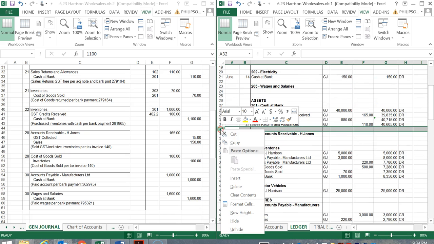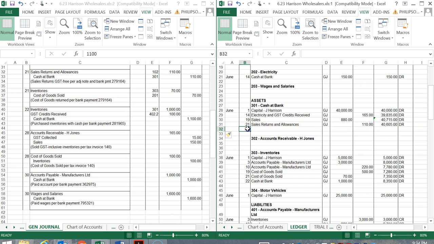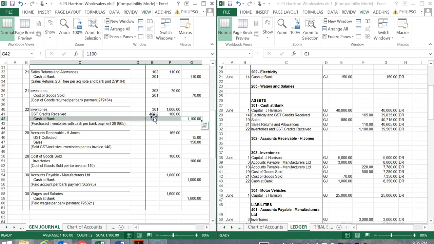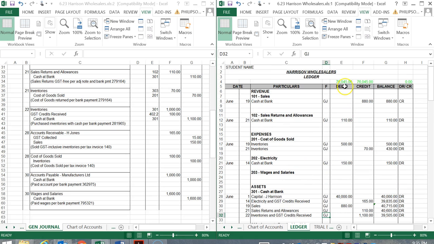Up here, we're going to insert a line. 22nd is our date, and we're crediting 1100, so we subtract the credit from our debit balance. Still got cash in the bank, still a debit. Okay, so that's inventories and GST credits received. Folio and folio. Okay, everything's still in balance up here.